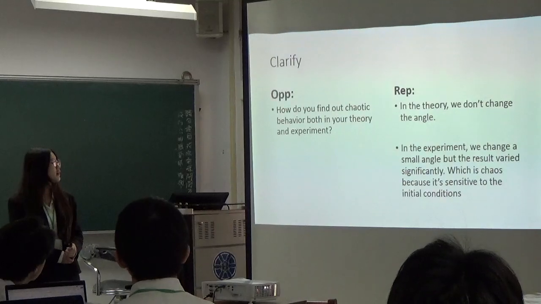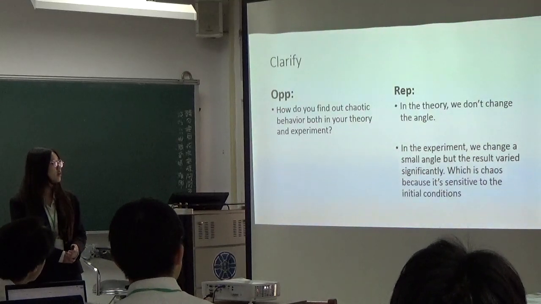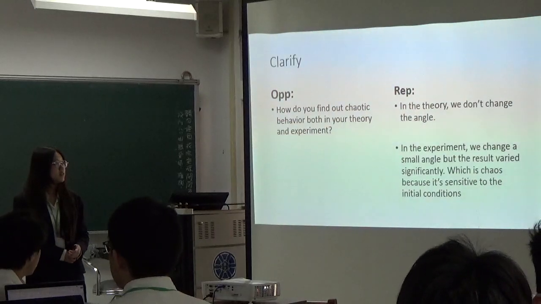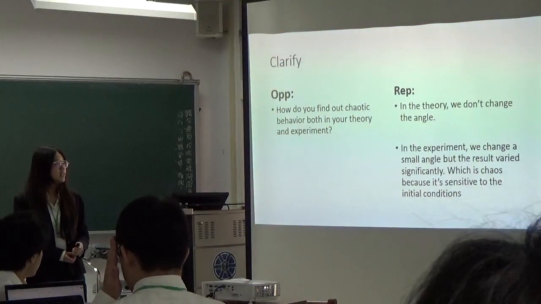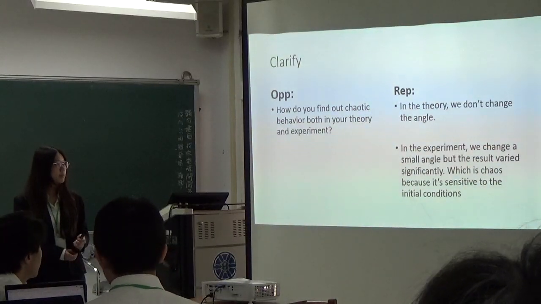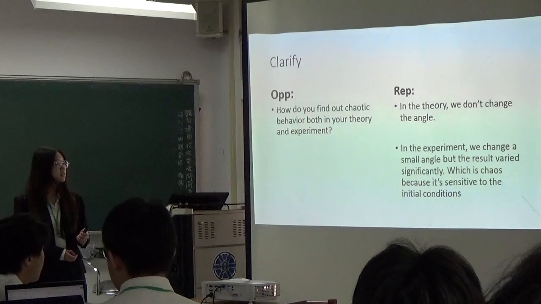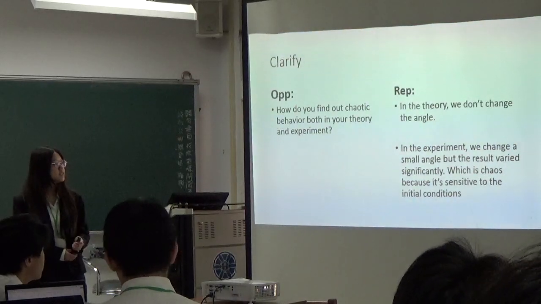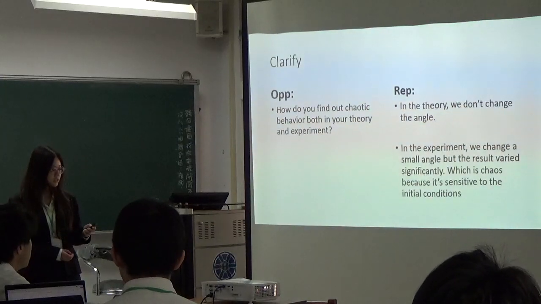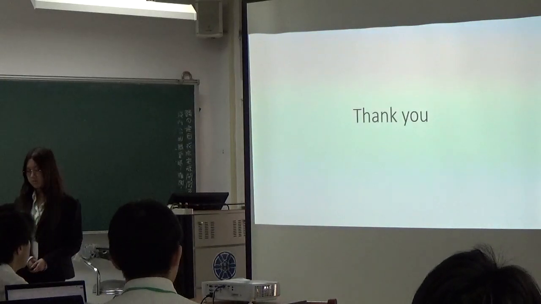Opponent asks, how do you find out chaotic behavior both in your theory and experiments? And reporter says that in the theory we don't change the angle, and in the experiments we change a small angle, but the result varies significantly, which is chaos because it is sensitive to the initial conditions. Thank you.